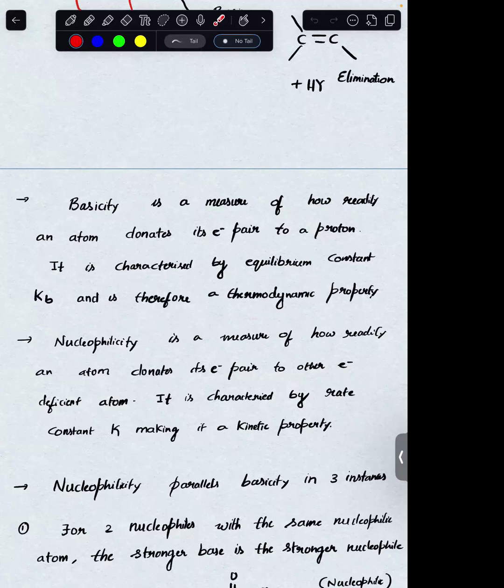But nucleophilicity is a measure of how readily an atom donates its electron pair to another electron-deficient atom. It is characterized by the rate constant K, making it a kinetic property.